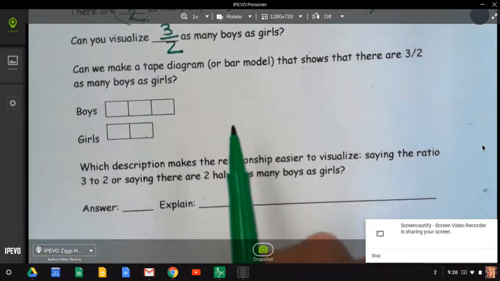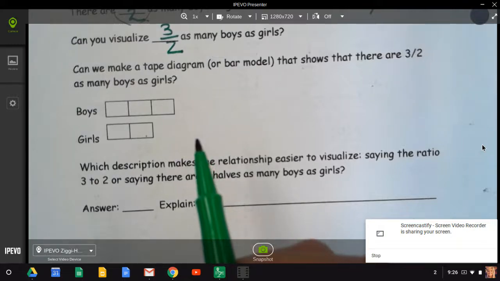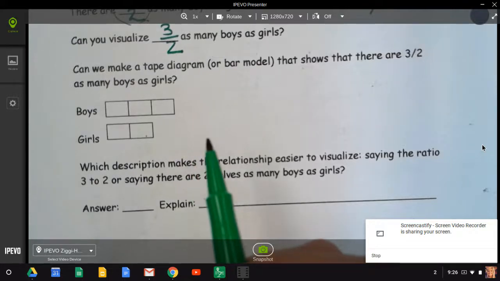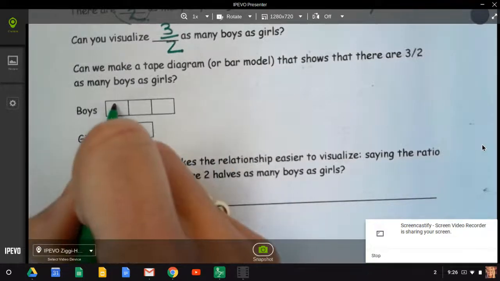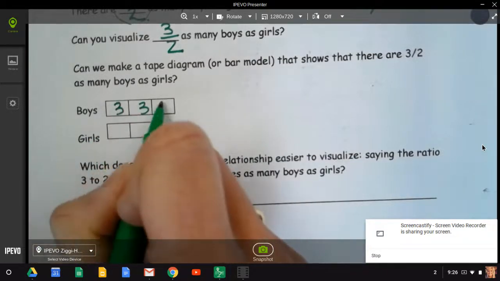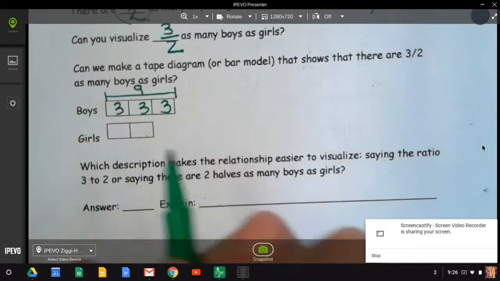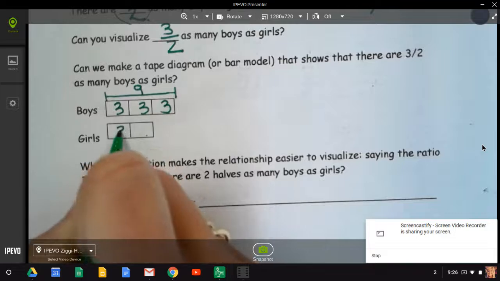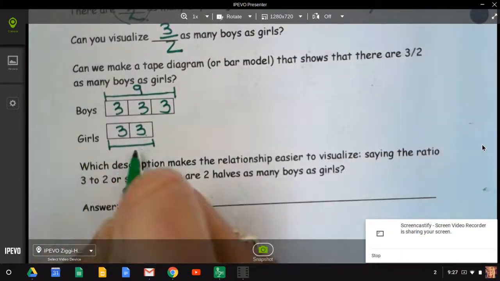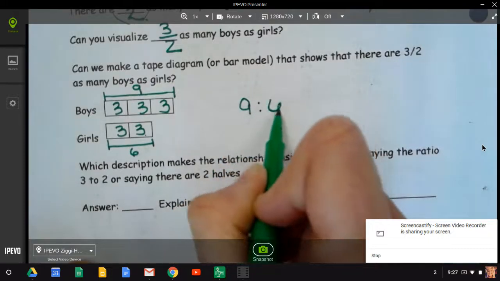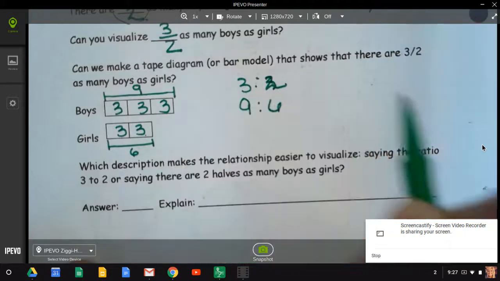Now, let's say I wanted to know, well, let's say I wanted 9 boys on my team. Well, if there's 9 boys on my team, that means each one of these would be 3. Watch carefully. That's 9. And that means these 3s would also have to go in these boxes because they're all the same size. That's 6. So that means my ratio of 9 to 6 would be equivalent to my ratio of 3 to 2.